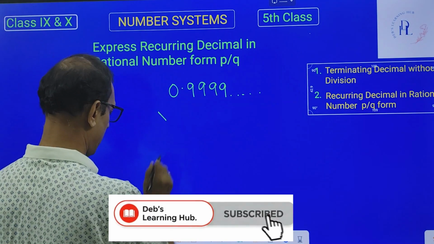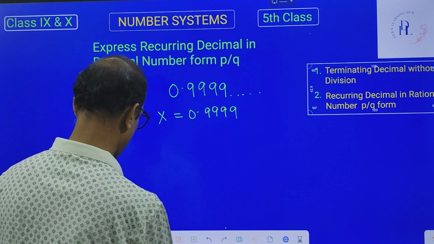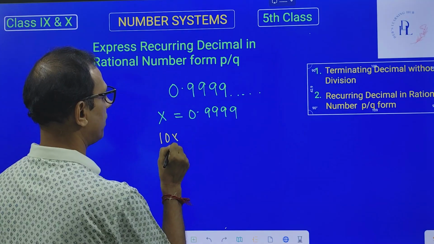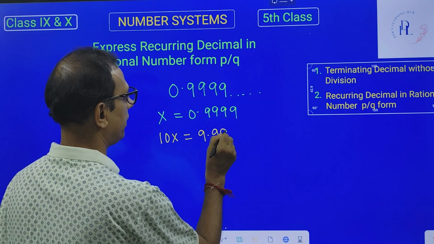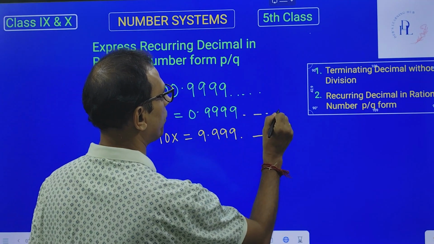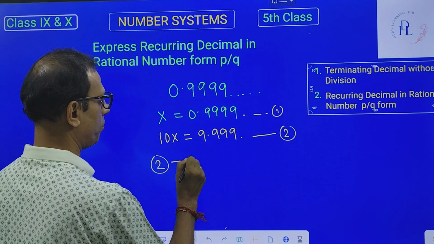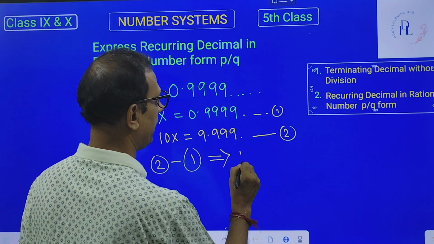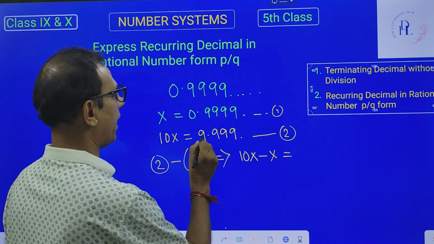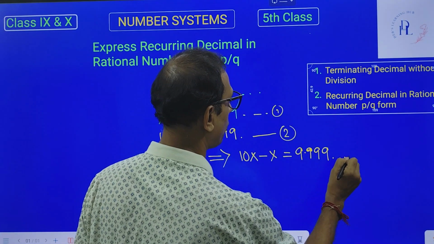So let's assume x equals 0.9999. Now if we multiply both sides by 10, that means 10x equals 9.9999 and so on, right? Now let's assume this is equation number 1 and this is equation number 2. Now 2 minus 1, that is equals to 10x minus x, that is equals to 9.9999 and so on, minus 0.99999 and so on.